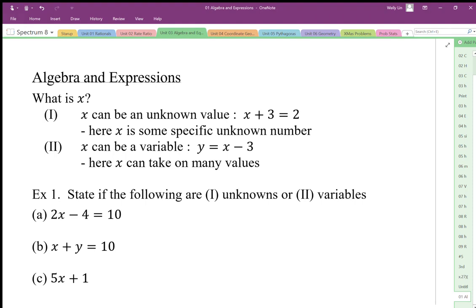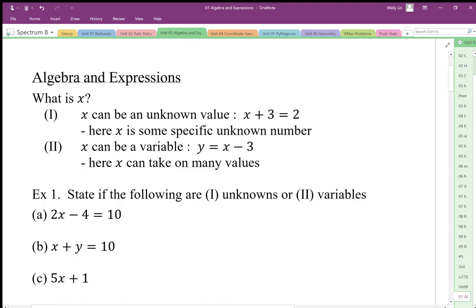So, algebra and expressions. Basically, what is x? Most people are not too familiar with this fact, but x can be representing an unknown value, but it can also represent a variable. And those are two different things. An unknown value is when the x represents some number that's unknown.